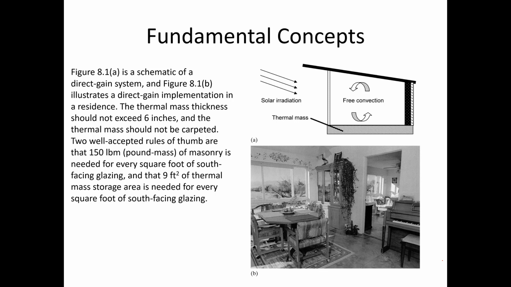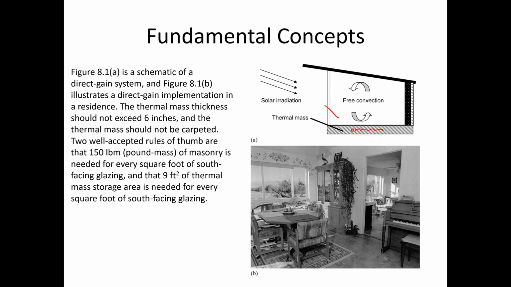So here are some examples of different passive solar energy systems. In the top right-hand side of the figure, there is a schematic of what's called a direct gain system. And then the bottom part illustrates how it might be integrated into a house. So basically, in this system, you have solar radiation coming in through some glazing. It gets absorbed into the ground and then circulated by free convection.